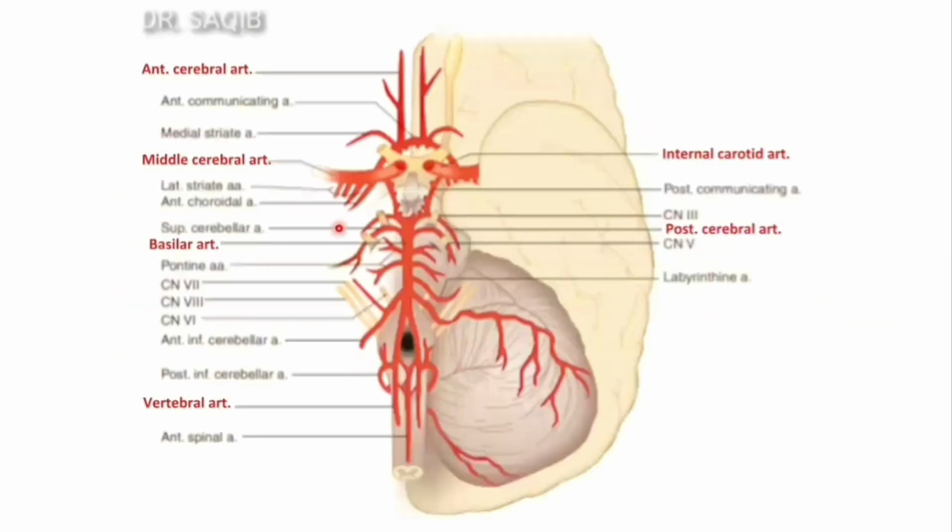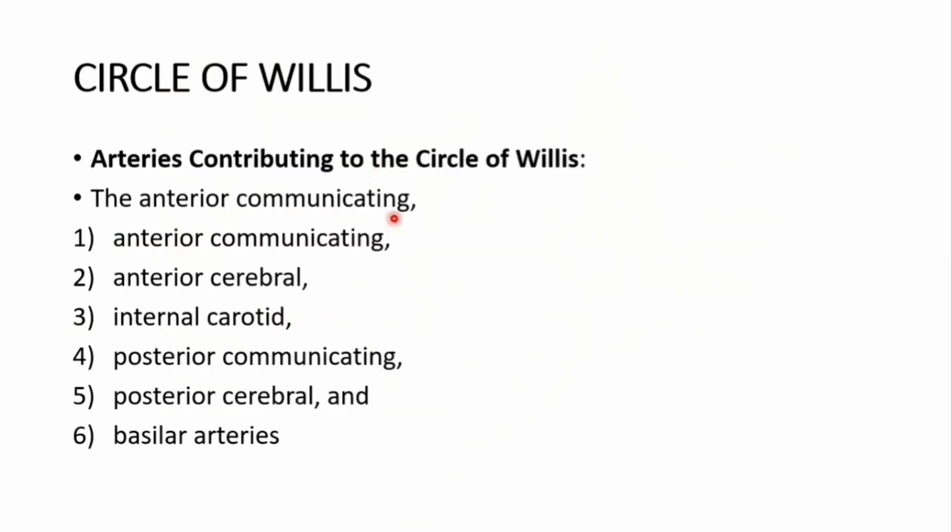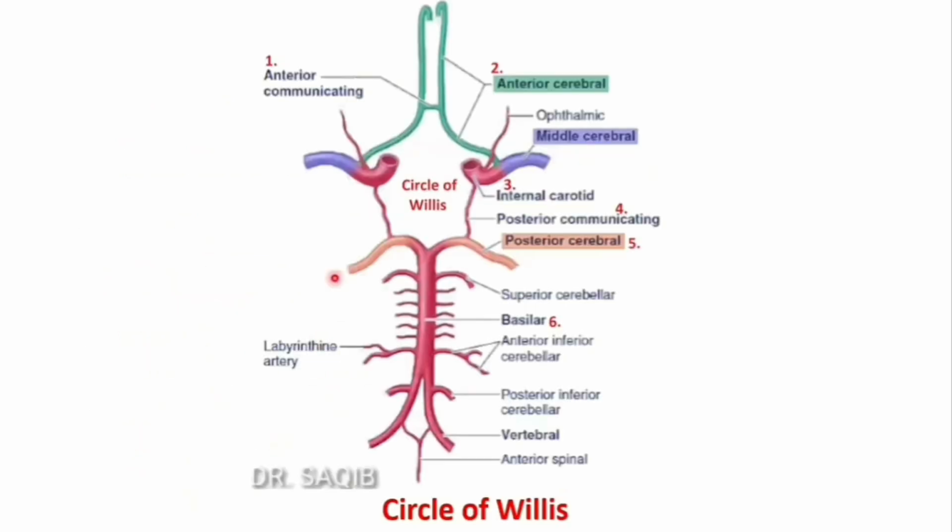Here you could see this already. This is the overall anastomosis, and we'll go according to a system and a scheme. This is classical anatomy. Circle of Willis, arteries contributing to the circle of Willis. These are the six. Number one, anterior communicating. Two is the anterior cerebral, internal carotid, posterior communicating, posterior cerebral, and the basilar. And you identify from here. This is the circle of Willis. This is the classical picture.